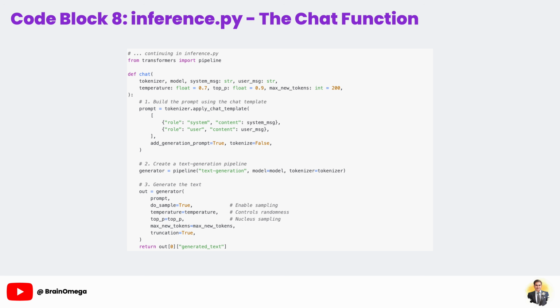Finally, we call our generator with the prompt. We pass in several parameters to control the generation process. do_sample equals true tells the model to use sampling instead of just greedily picking the most likely next token, which makes the output more creative. Temperature controls the randomness. A higher value means more random, a lower value means more deterministic, and top_p enables nucleus sampling, another advanced sampling technique. The pipeline handles the rest, and we simply return the generated text from the output.